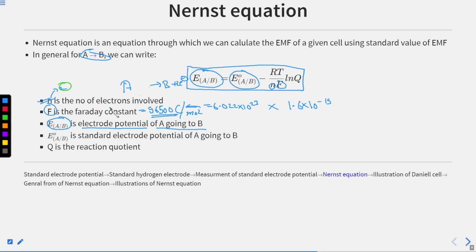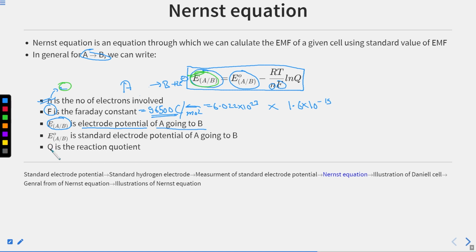So basically we know the concentration of A and B, so we can put it in Q, and we know the standard value. These two things we often know, and we have to calculate this one. So we just keep all these values here and here, and then we get our standard electrode potential. Using standard electrode potential, we get the electrode potential of our given cell.